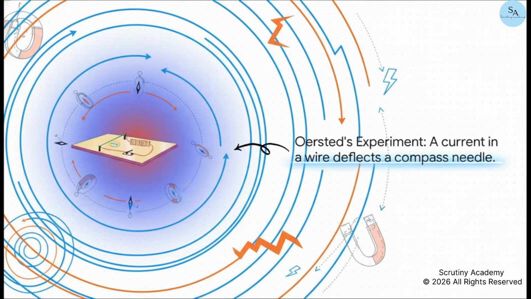So our story kicks off way back in 1820 with a guy named Hans Christian Ørsted. He's in the middle of a lecture, passes an electric current through a wire, and bam! A compass needle nearby just moves. That was the aha moment. He proved that electricity and magnetism weren't two separate things, but were actually deeply connected.